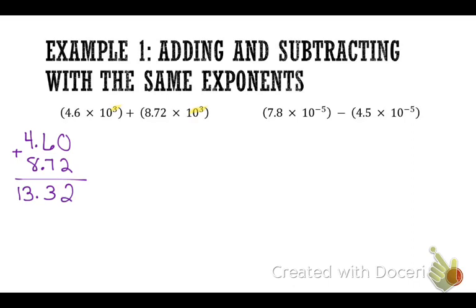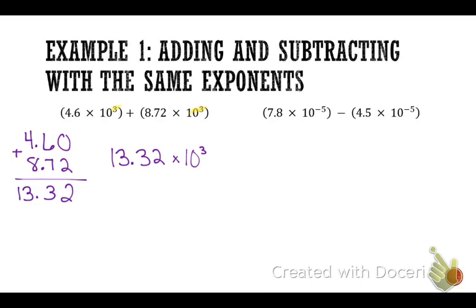Okay, did you guys get 13.32? Yes, ma'am. Okay, that's great. So my rule says I add my decimals together and bring down the common exponent that they both share. Do not add those exponents together. It's like adding fractions. You don't add the denominators together either when you're adding fractions. Just bring down the common exponent.